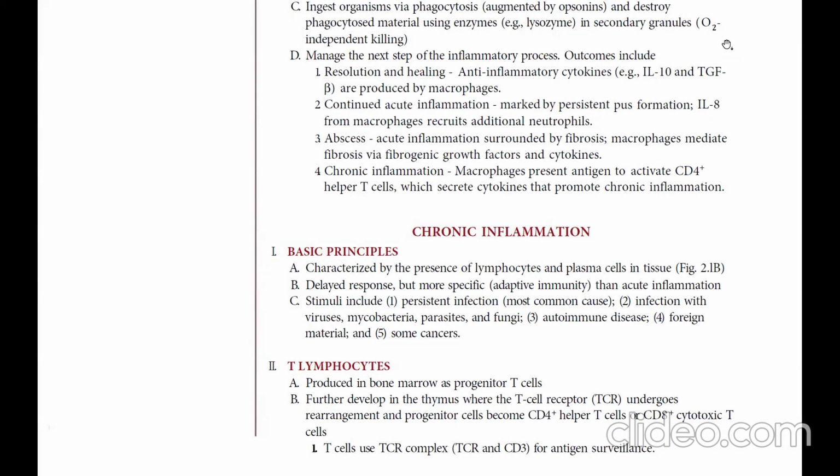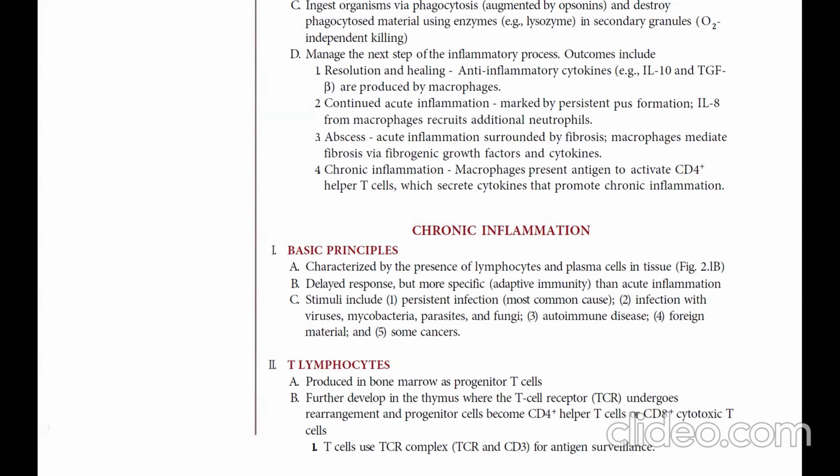Hi, today we will talk about chronic inflammation. The basic principle of this topic is that it is characterized by the presence of lymphocytes and plasma cells in tissue, with a delayed response but more specific adaptive immunity than acute inflammation. Stimuli include persistent infection, the most common cause, and a second cause is infection with viruses, mycobacteria, parasites and fungi, autoimmune disease, foreign material, and some cancers.